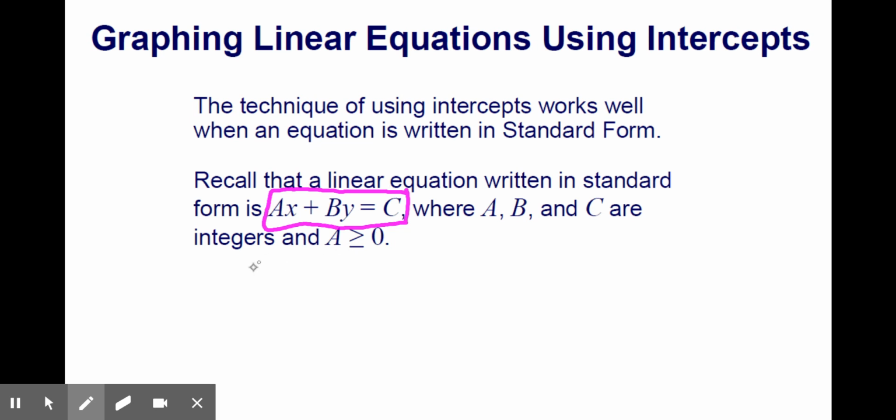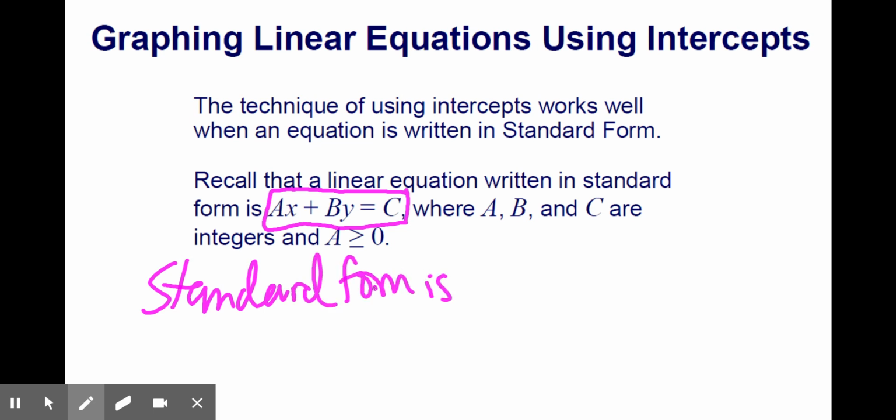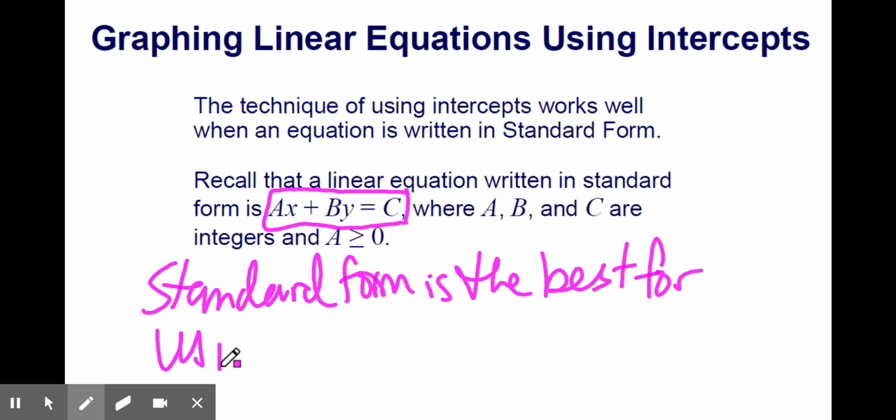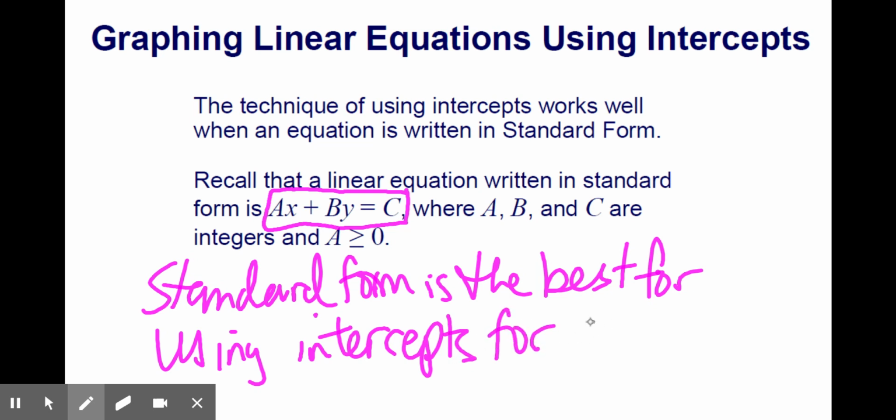So standard form is the best for using intercepts for graphing, all right? So that's important. Okay, standard form is the best for intercepts for graphing. Okay, so that's what we're going to do. We're going to graph linear equations in standard form using intercepts.